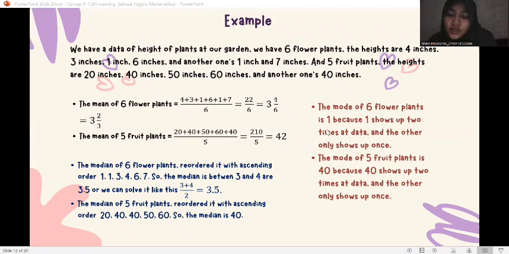Okay, next is the mode of 5 fruit plants, which is 40, because 20, 40, 40, 50, 60, 40 shows up twice in the data. So 40 is the mode of the 5 fruit plants.